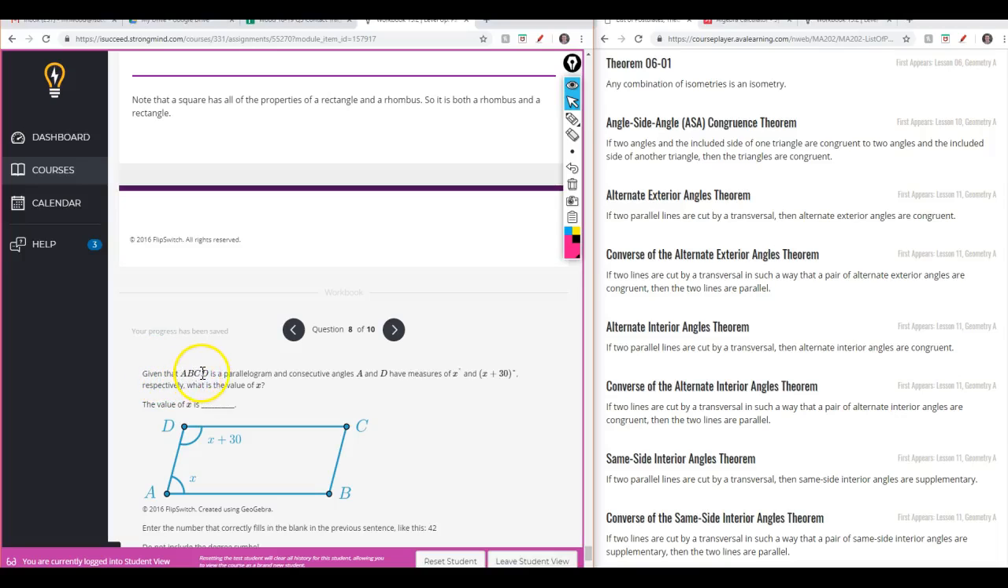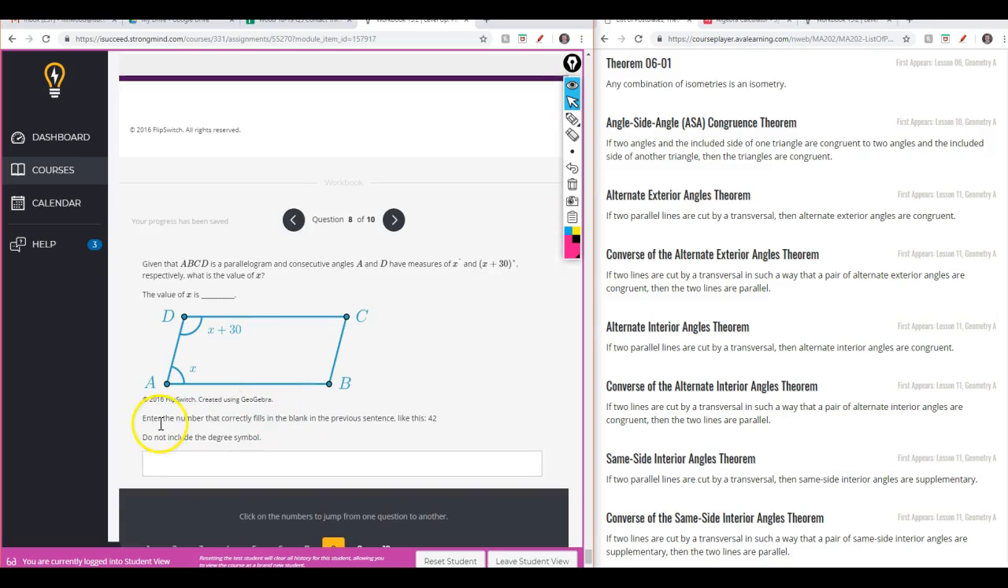Given that ABCD is a parallelogram and consecutive angles A and D have measures of x and x plus 30 degrees respectively, what is the value of x? The value of x is blank. Enter the number that correctly fills in the blank in the previous sentence like this, 42. Do not include the degree symbol.